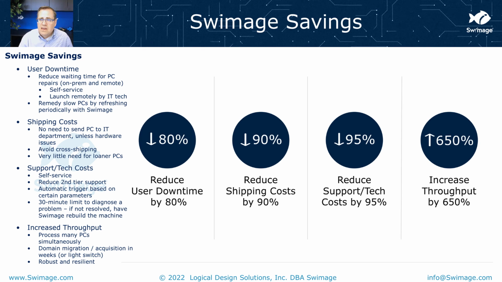So instead of having months, 6 months to a year, sometimes 2 years before you can take an entire organization and migrate it from domain A to domain B, we can do that in a matter of weeks. So that throughput gets significantly improved. If you're really gutsy about it, you can do an entire light switch migration. In one weekend, you can get an entire organization migrated from one domain to another using Swimage, because the actual technology behind this is robust enough to allow you to do that.